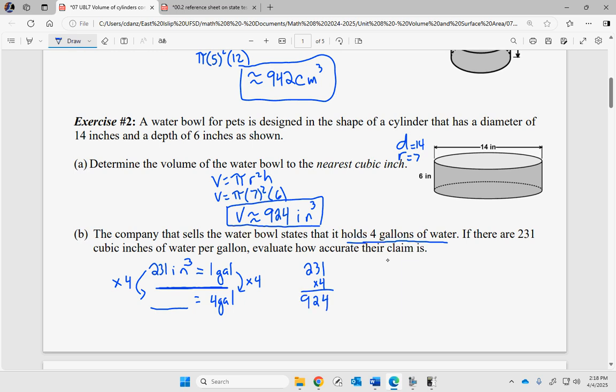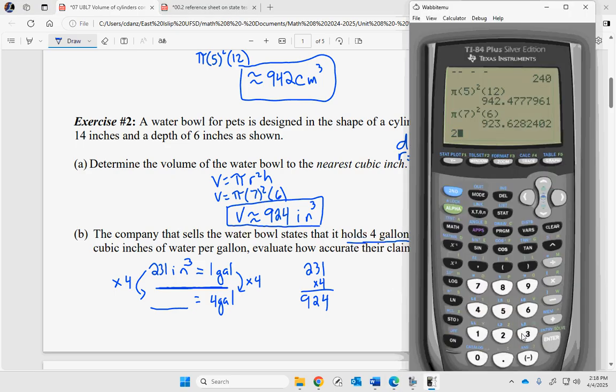It's 924. So how accurate are they? Yeah, they were like exact, right? 231 times 4 tells me how many cubic inches are in 4 gallons.